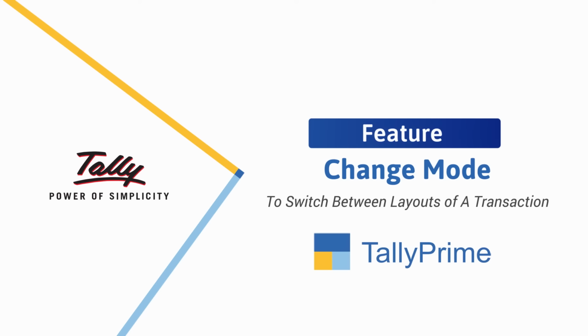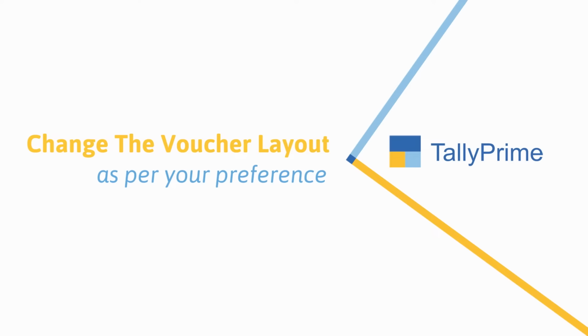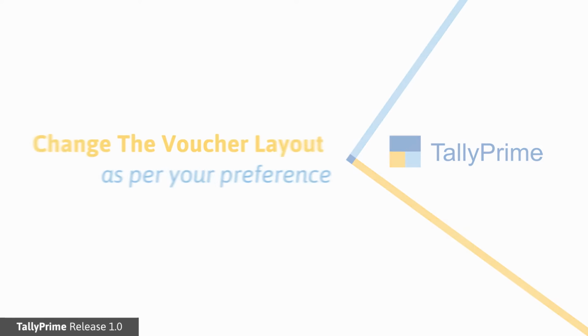Welcome! In this video, you will learn how to switch between layouts of a transaction as per your preference using Change Mode. It changes the current form of transaction to a different one to help in recording information differently. In TallyPrime, you can find all the modes applicable to a particular voucher under Change Mode. You also get the flexibility to switch modes at any point in time.